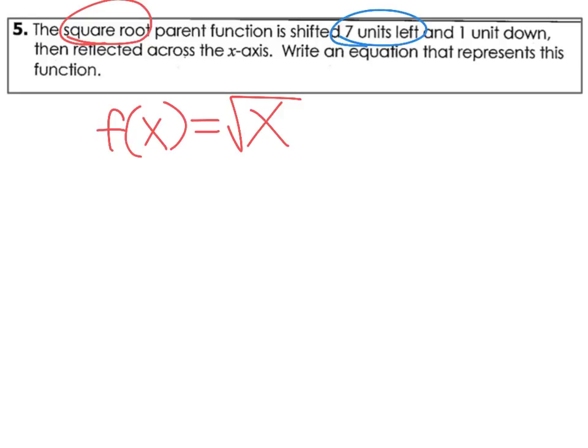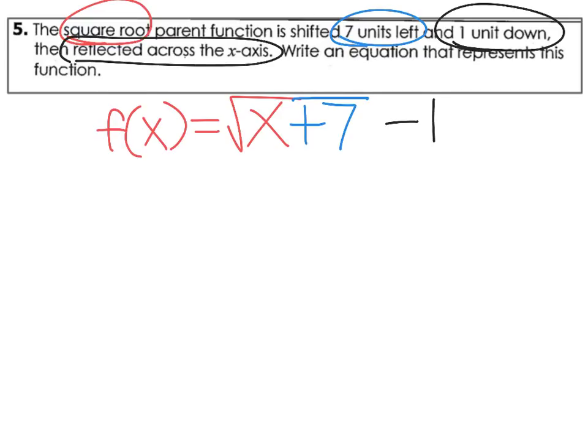So that tells us that it's going to be inside the square root, and that means we're going to go positive 7, because if our h is positive, that means left. Then we know it also goes 1 unit down, so that's our k. It's going to be on the outside, and it's going to be -1.